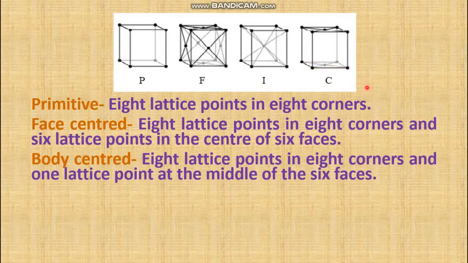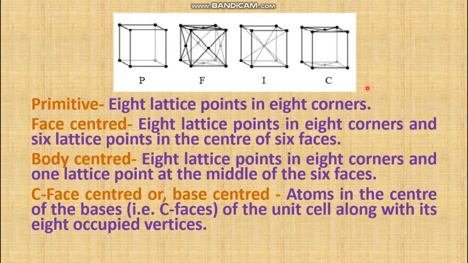Now if their base centers are occupied at their middle points by some lattice points, then it is base centered or C-face centered. So atoms in the center of bases of the unit cell along with its 8 occupied vertices. So that's all about the 4 types of space lattices. This is one kind of classification of the unit cells. There is another kind of classification of the unit cells which is according to their geometrical shapes.